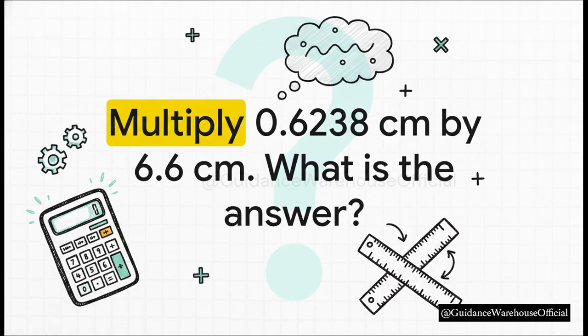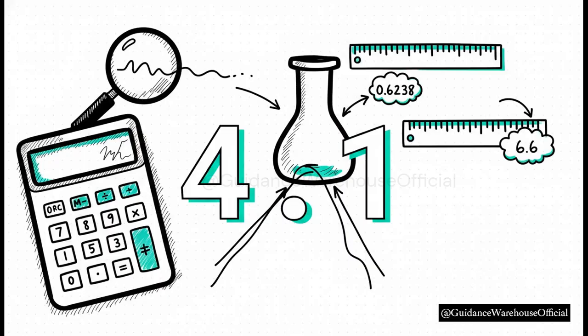Let's throw out one final test to the class before we wrap up today, just to make absolutely sure that multiplication rule has stuck. I want you to multiply 0.6238 centimeters by 6.6 centimeters. Think about the rule we just learned. How many total significant figures should your final answer actually have? Boom, the answer is 4.1 square centimeters.